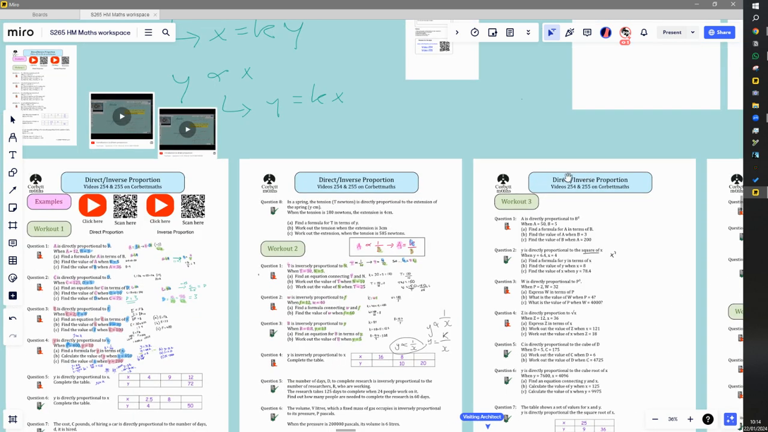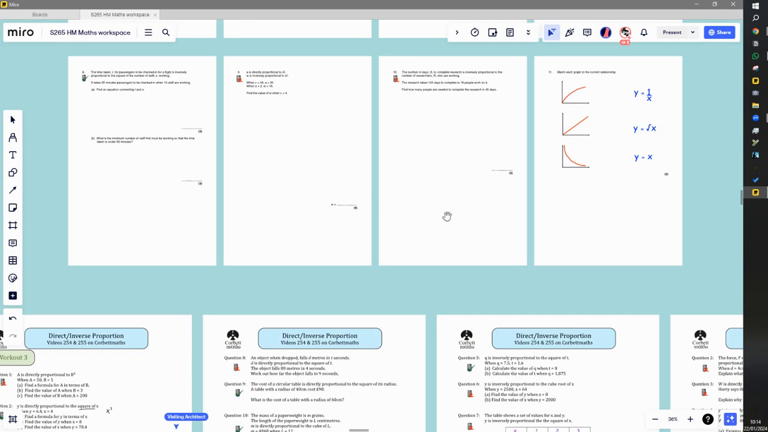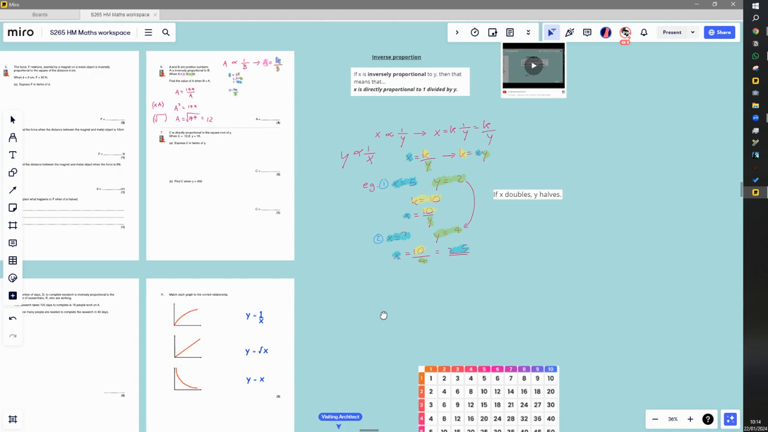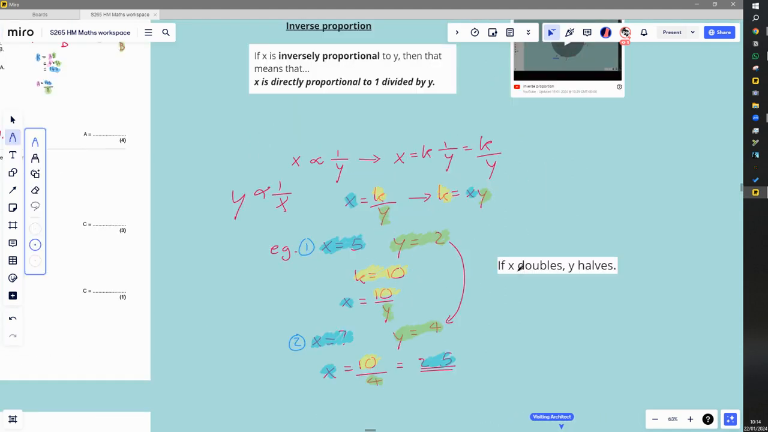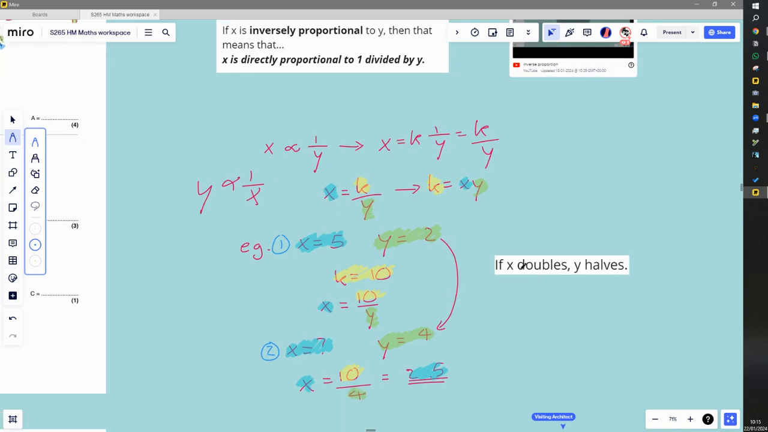Okay. Now, one other thing that they sort of like to highlight in inverse proportional is that when you do one thing to x, the opposite happens to y. So if x doubles, then y halves, and vice versa. If y doubled, then x would halve. Or if x multiplies by 3, then y would divide by 3, and so on. But once again, it's only to do with times and divide. It doesn't work with adding or taking away.